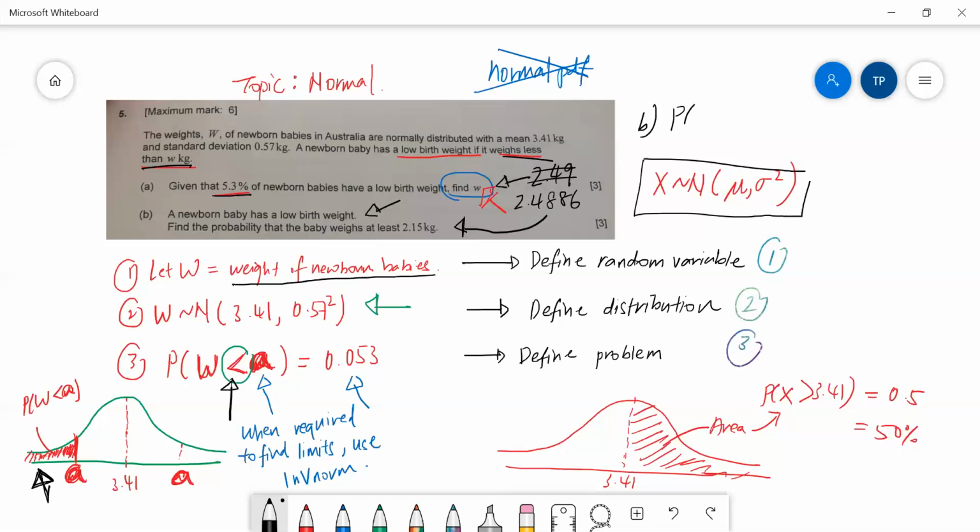So now we want to find the probability that W is more than 2.15 but smaller than 2.4886. Because we cannot just find W to be greater than 2.15. If it's greater than 2.15, it may exceed 2.4886. Once it exceeds this point here, it will not be under the low birth weight category. That's why this serves as a restriction.